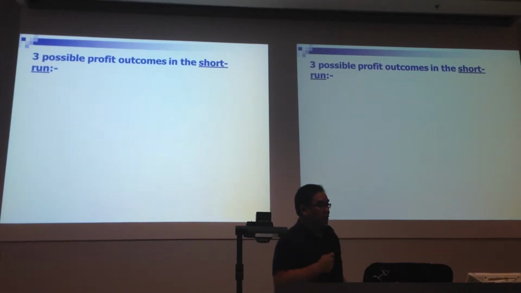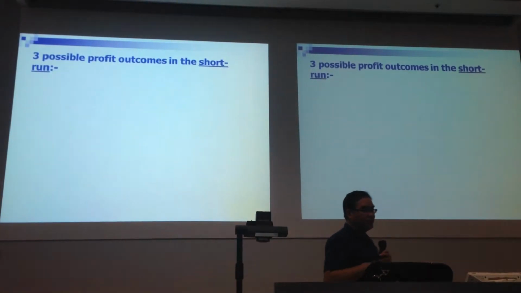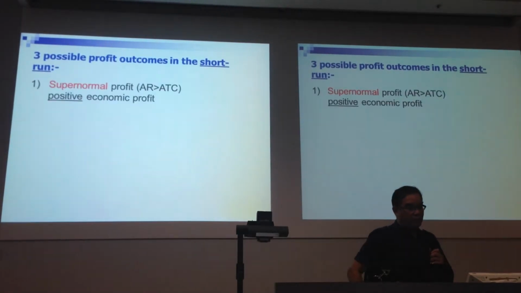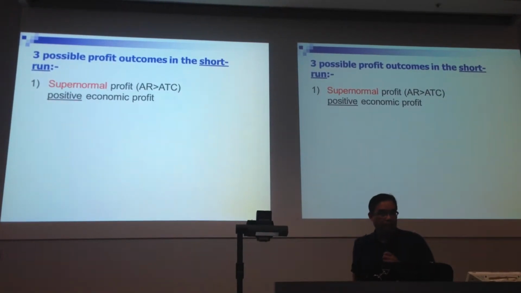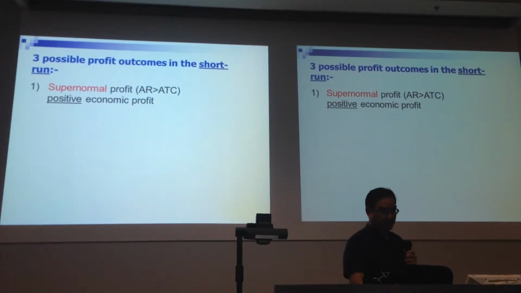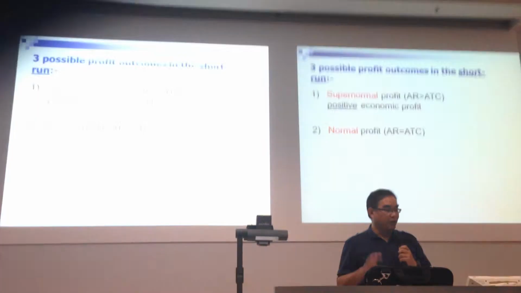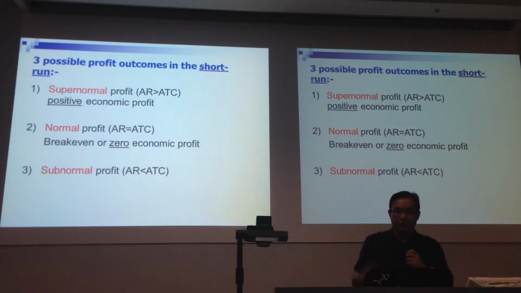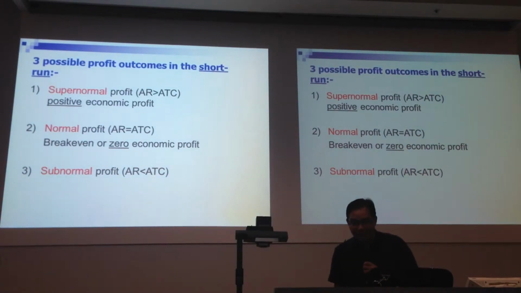Right. Now, in the short run, there are three possible profit outcomes that a firm could chase. It could earn supernormal profit if the AR is greater than ATC. Normal profit if AR is equal to ATC. Or subnormal profit if the AR is less than that.